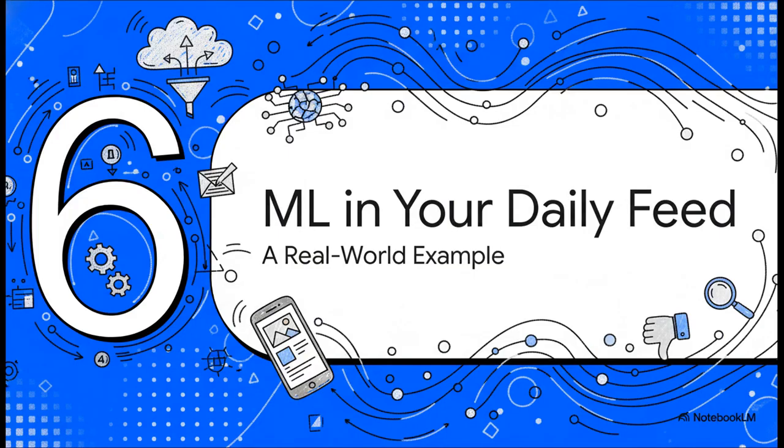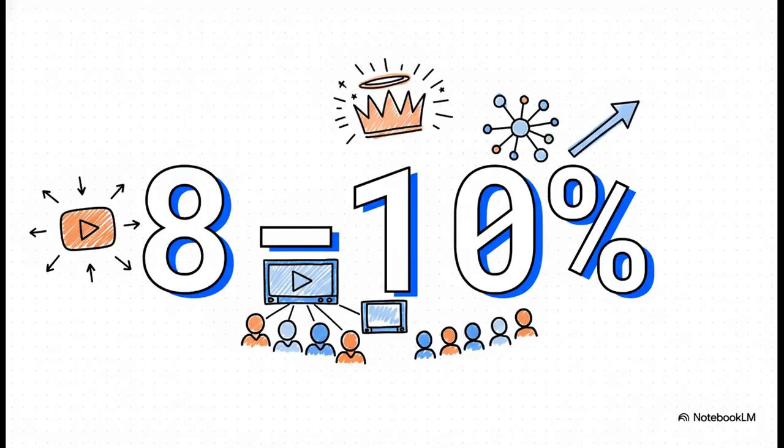Okay, I know that was a lot to take in, from basic concepts all the way to cybersecurity threats. So let's tie this all together with a perfect example, something you probably see and interact with dozens of times a day without even thinking about it. What do you think this number is? 8 to 10%. This is what YouTube considers a great click-through rate.